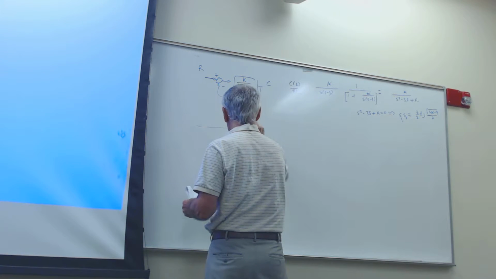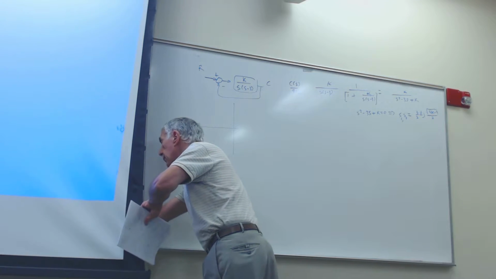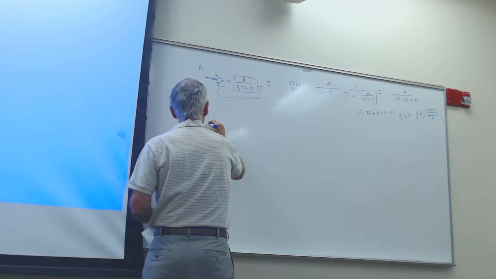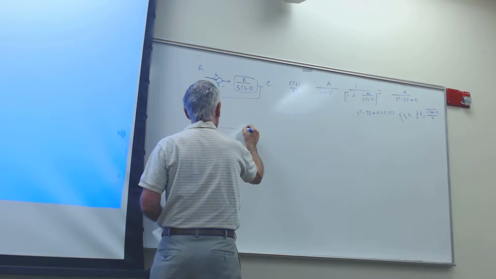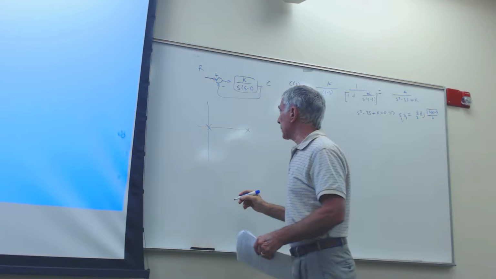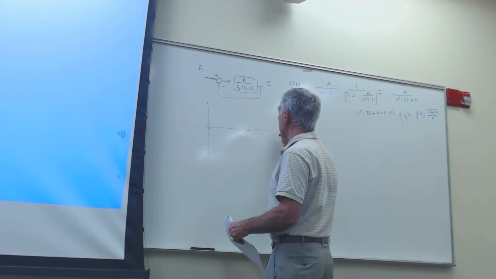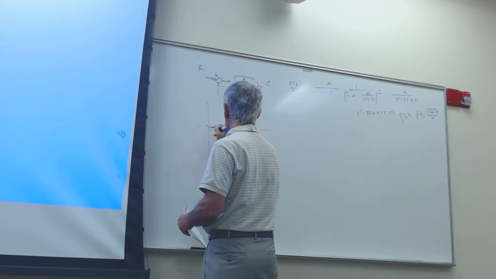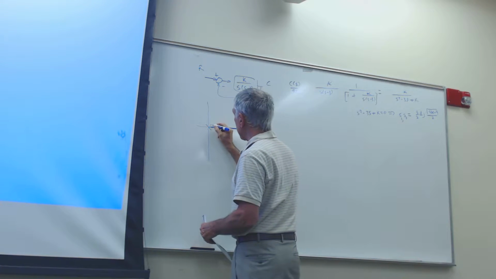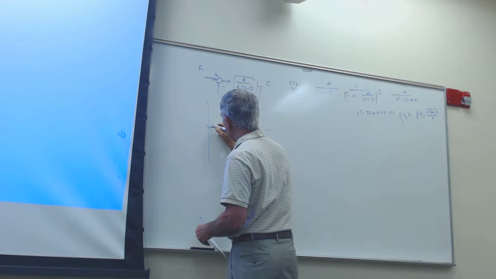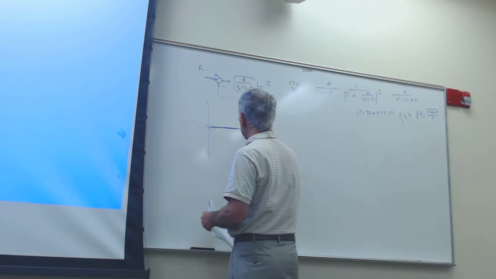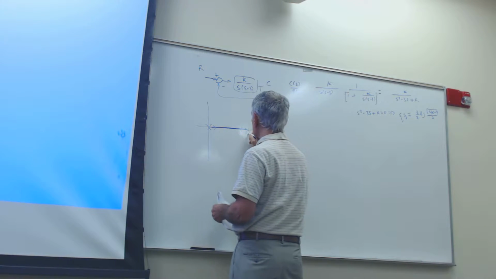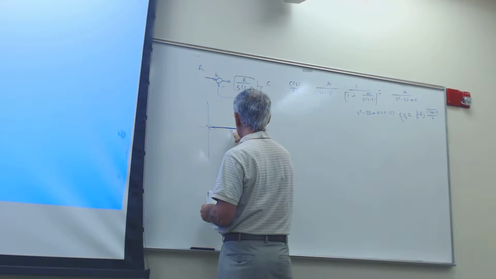We have a pole at the origin, and we have a pole at 3. As far as the real axis is concerned, the root locus will exist here. It's always directed away from these poles, so in this direction. And it's going to break away right in the middle. So if this is 3, it's going to break away at 3 halves.